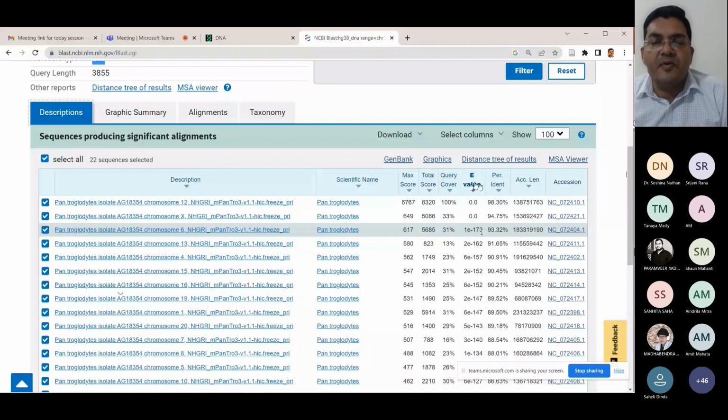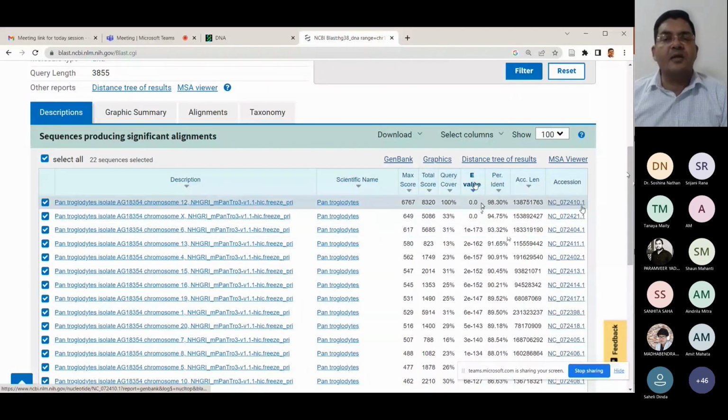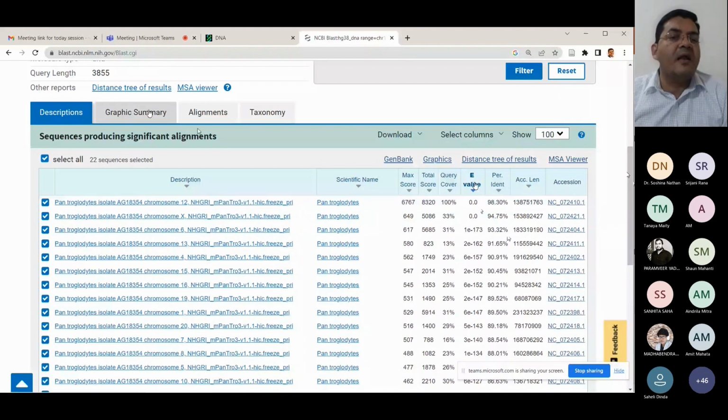Although the query coverage is 31% and the percent identity is 93.5, this one is undoubtedly the best hit here, so we can take that. We look at the graphical summary. We have already looked at the alignments. So here is our alignment, right?